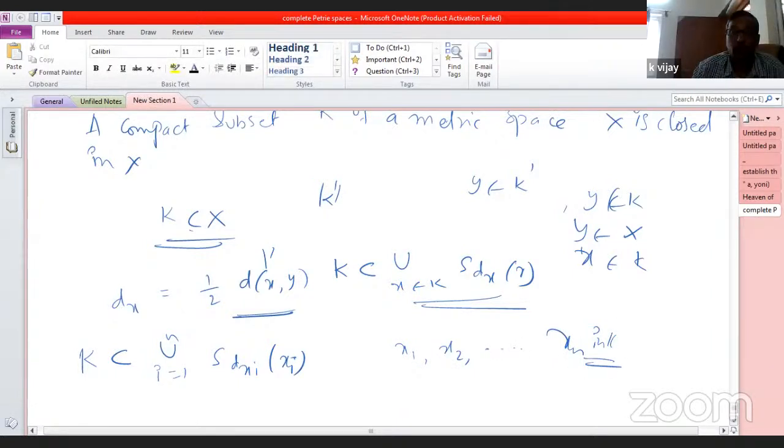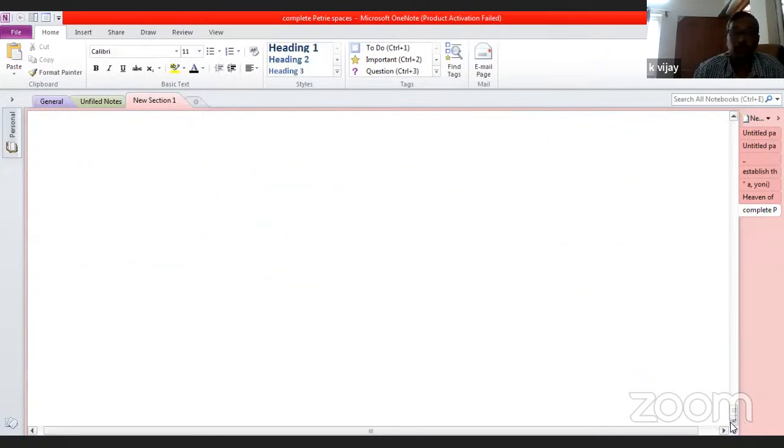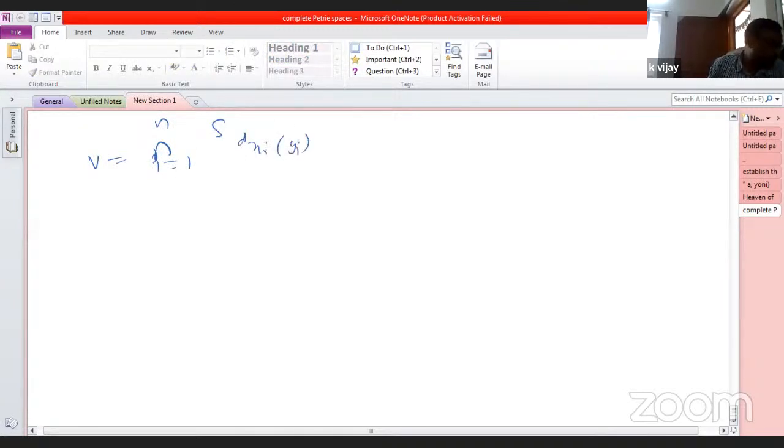So therefore we are writing here: V is equal to the intersection of i equal to 1 to n of S(y_i, r). So V is an open sphere. So therefore V is an open sphere. The intersection of the open spheres S(x_i, r) and S(y_i, r) is equal to, is it 0 or pi?